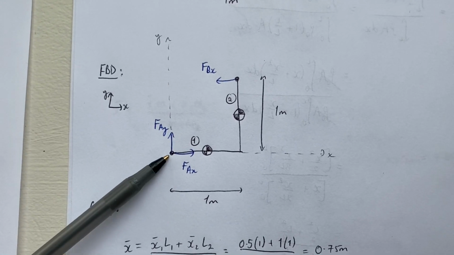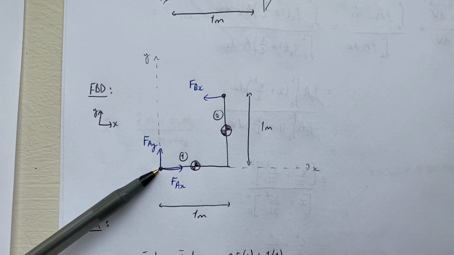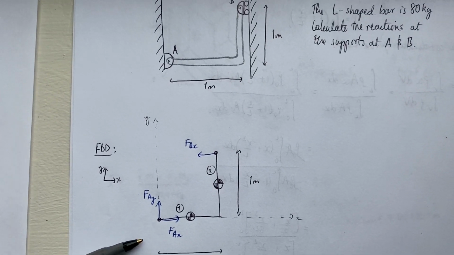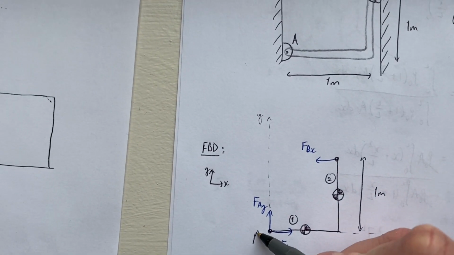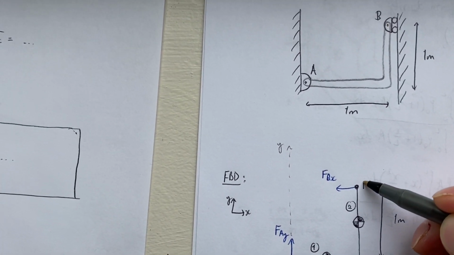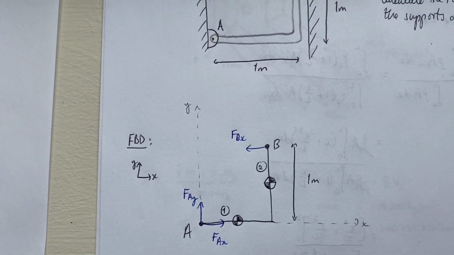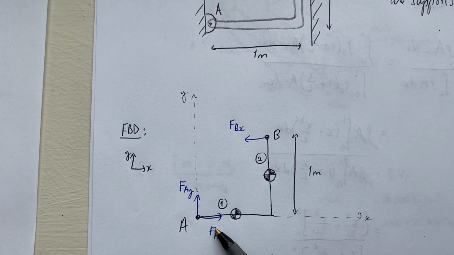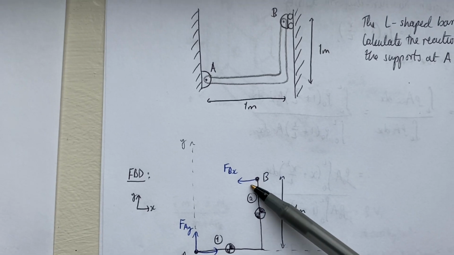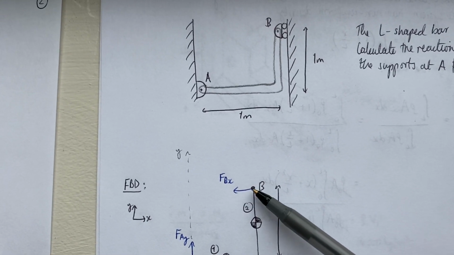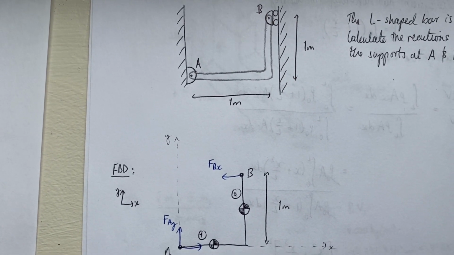So I've drawn the L-shaped bar. I've put my reactions for the pin support at A. So perhaps I should label these here A and B. So I have a reaction force in the X direction and in the Y direction due to the pin support at A, and I have just a reaction in the X direction due to the roller support at B.